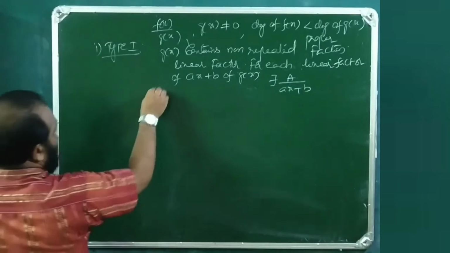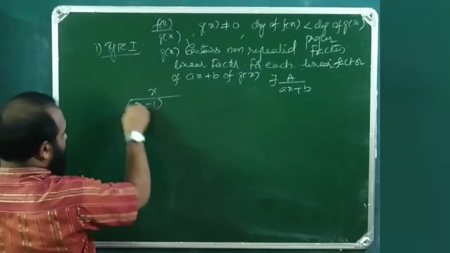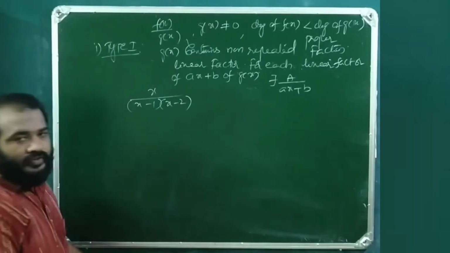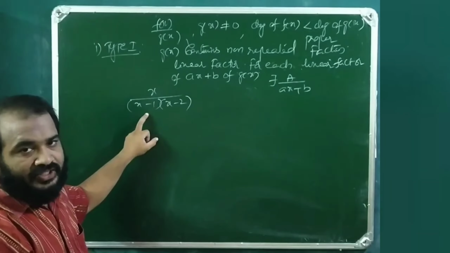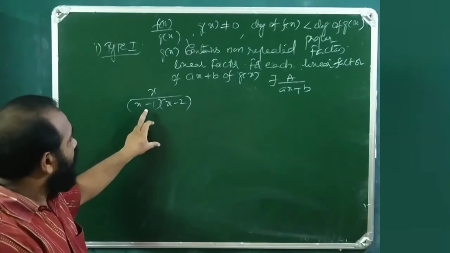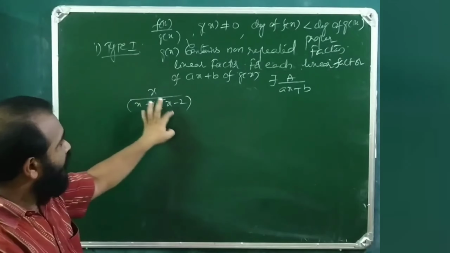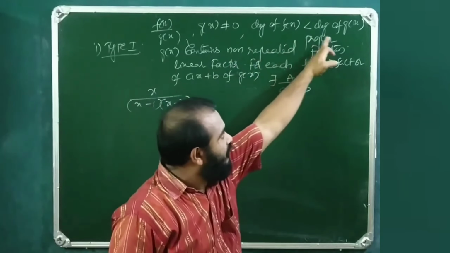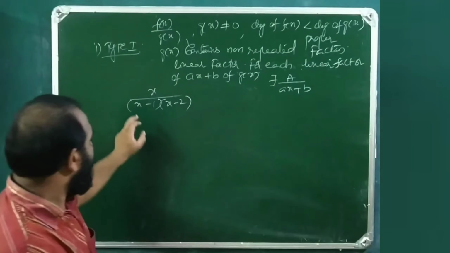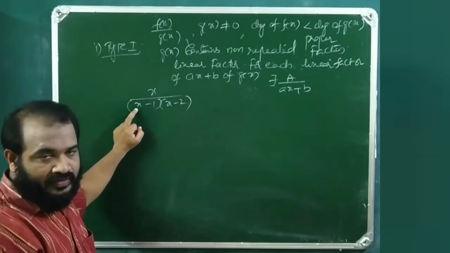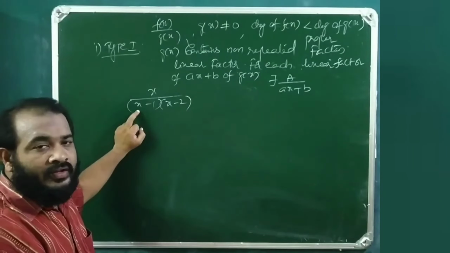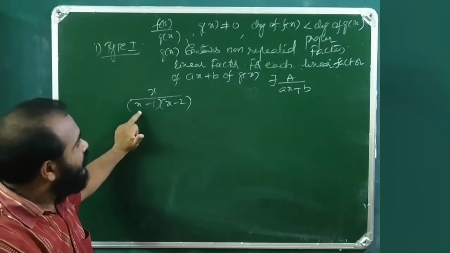For example, x by (x minus 1) into (x minus 2). First of all, this is a proper fraction. Here the degree of the numerator is 1 and the degree of the denominator is 2, so the degree of f of x is less than the degree of g of x. Here, this is of the form ax plus b, and this is non-repeated.